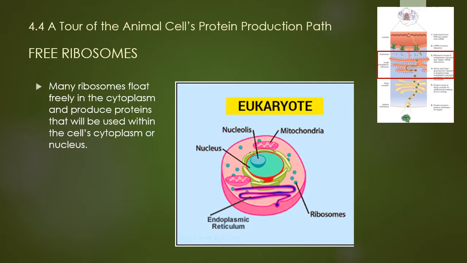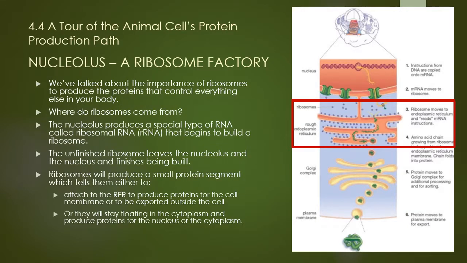So we've talked a lot about the importance of ribosomes to produce the proteins that control everything else. Let's talk about now where those ribosomes come from. And where they come from is something called the nucleolus, which is an area within the nucleus. So if you look at the nucleus of your cell, there's this ball inside the nucleus. It looks almost like a nucleus inside of a nucleus. And this is called the nucleolus. And the nucleolus produces a special type of RNA, so another type of copy of the DNA, and we call this ribosomal RNA or rRNA.